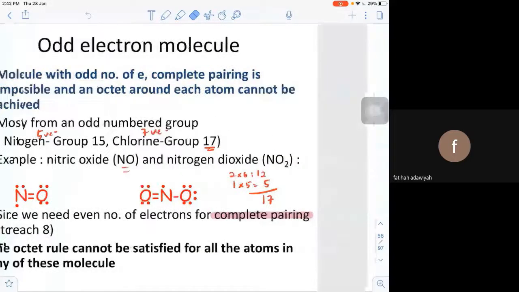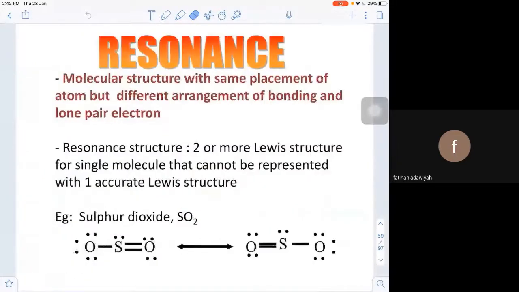Okay, so we want to continue with the new subtopic, which is the resonance structure. Resonance is defined as a molecular structure with the same placement of atoms, but a different arrangement of the bonding and lone pair electrons. The positions of the bonding and lone pairs are different. Or it is two or more Lewis structures for a single molecule.